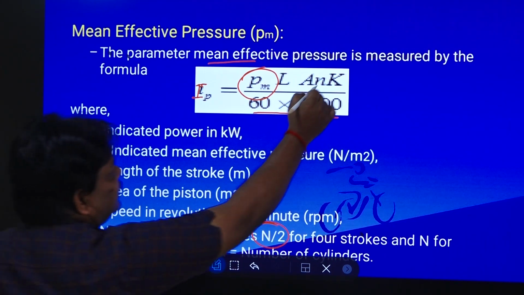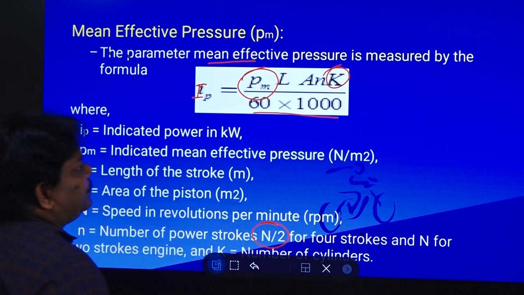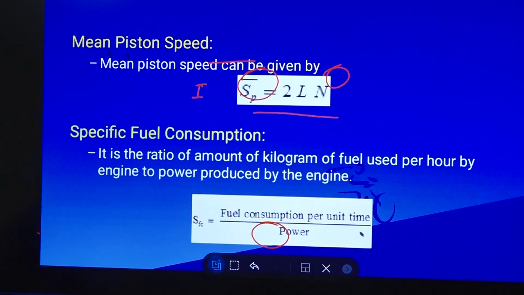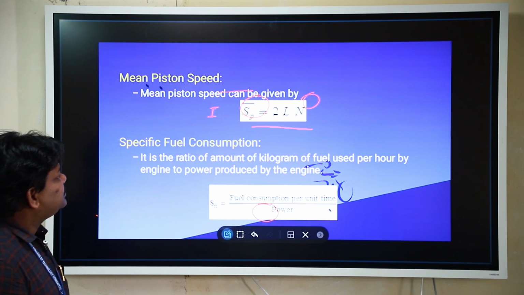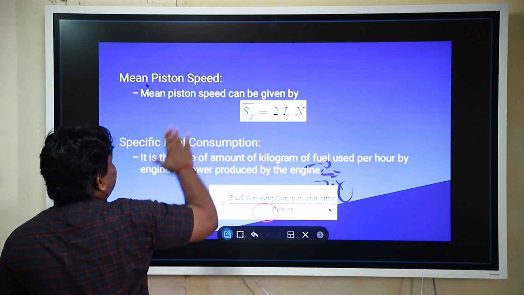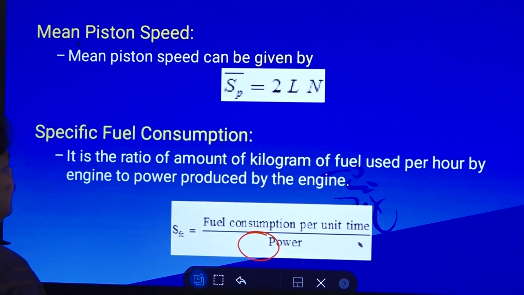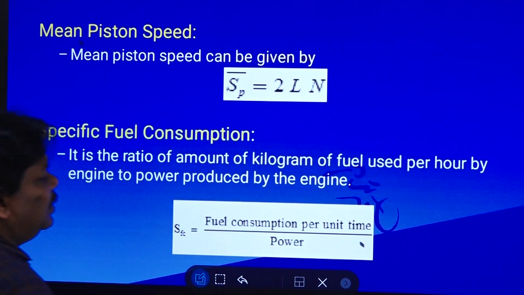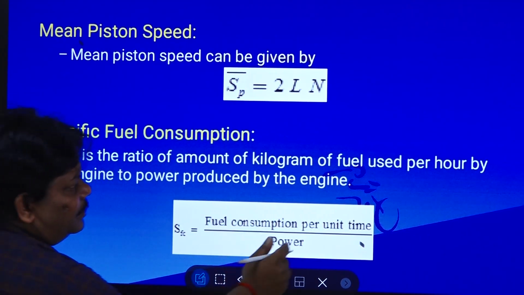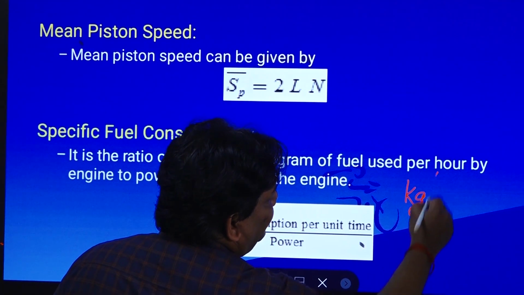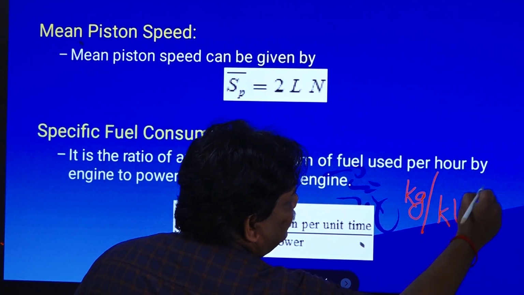This K indicates the number of cylinders. Suppose it is a 2 cylinder or a 6 cylinder engine, this K has to be substituted with respect to the number of cylinders. Then mean piston speed, which is the product of the length and the speed, so 2 into L into N. And specific fuel consumption is given as the amount of fuel consumed per unit time by power. Power here indicates the brake power. So the unit is kilogram per kilowatt hour.